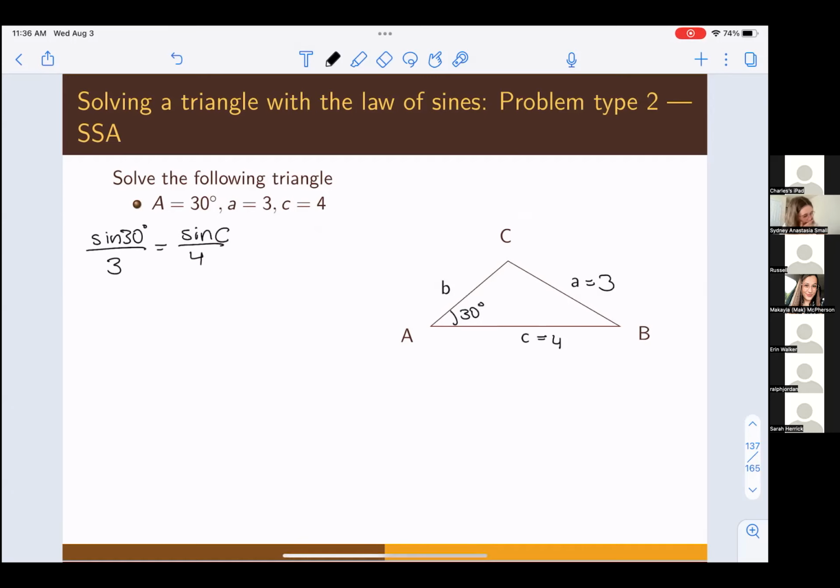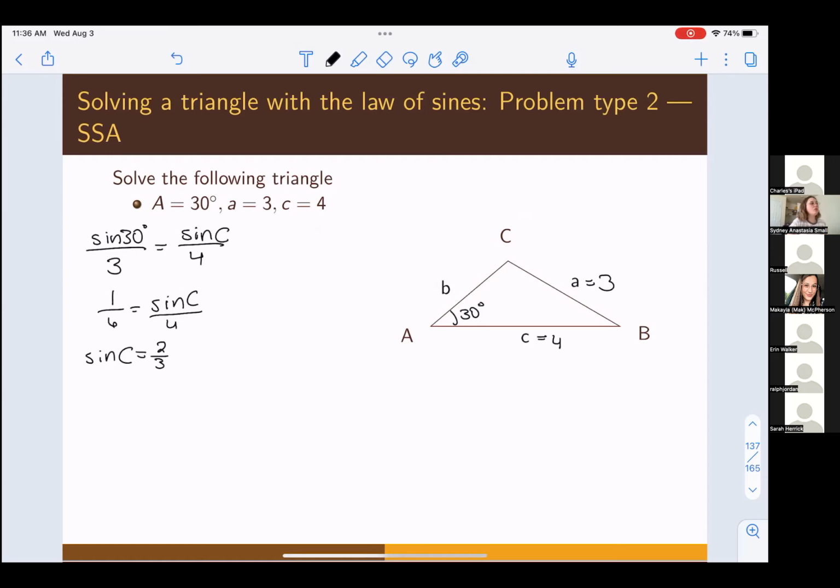Solving this, I know that the sine of 30 degrees is 1/2. So I get that 1/6 equals sine of C over 4. So sine of C is equal to 2/3. This is a much better value for sine. It's not greater than 1, and it is greater than -1.